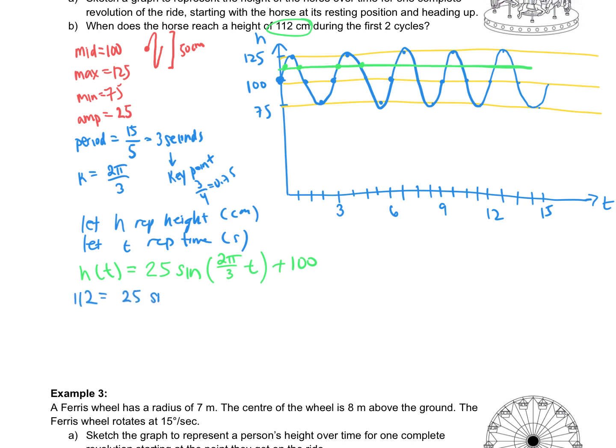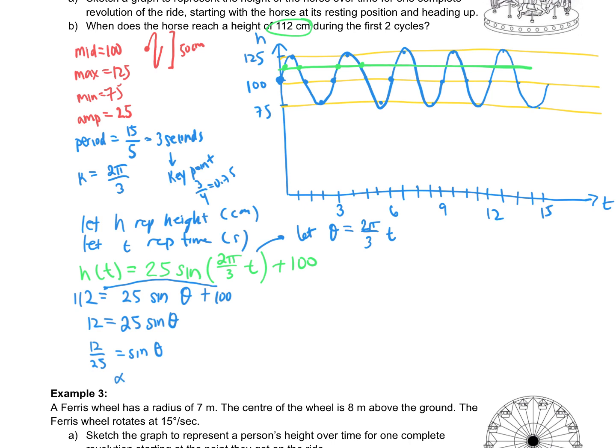And while I do that, I am going to simplify my angle to just theta. So temporarily, I'll set theta equal to 2 pi over 3t. And now I'll bring the 100 over. That gives me 12. I'll divide both sides by 25. And here's the ratio I will be solving.